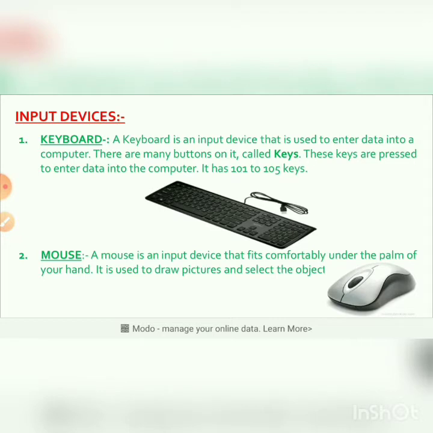Okay, tell me one thing. If you want to write something, what will you use? Yes, you will use a keyboard. So the first input device is keyboard. A keyboard is an input device that is used to enter data into a computer. There are many buttons on it called keys. These keys are pressed to enter data into the computer. It has 101 to 105 keys.